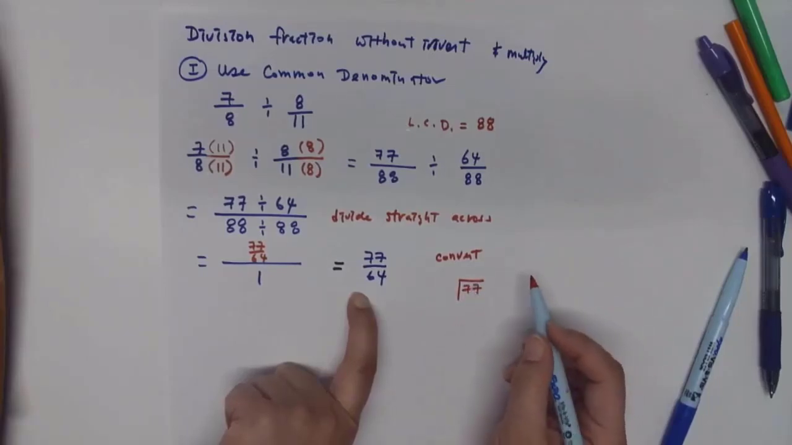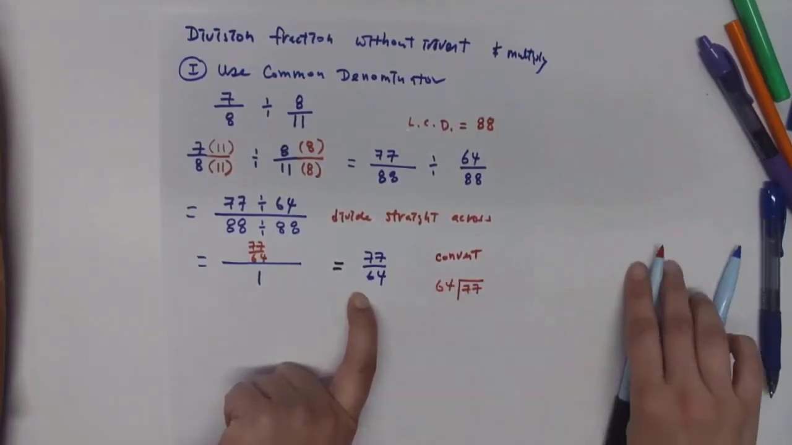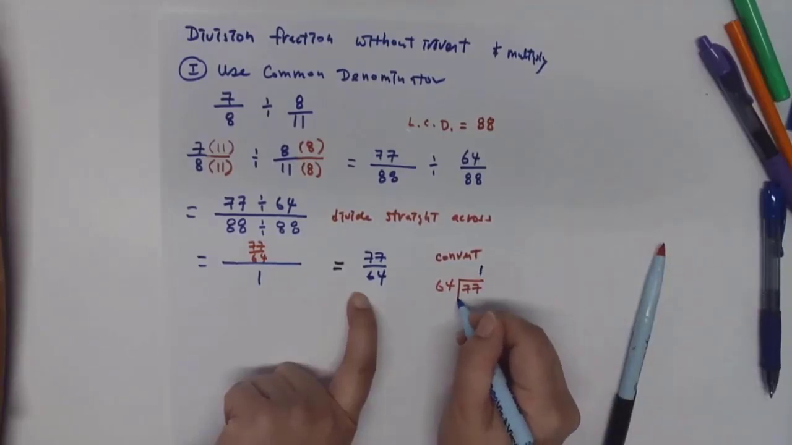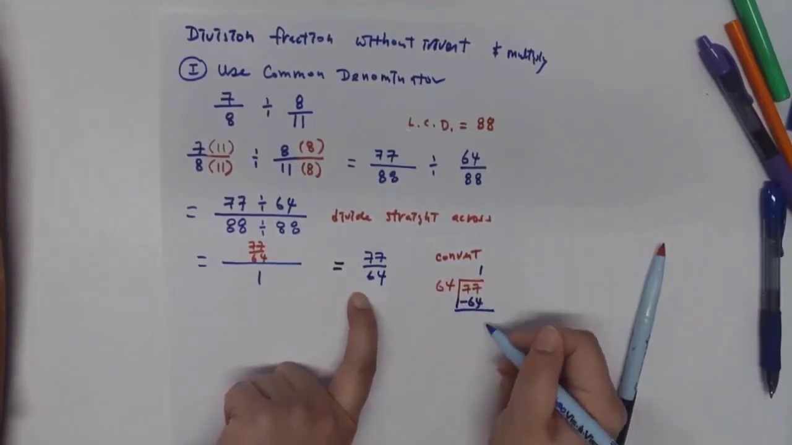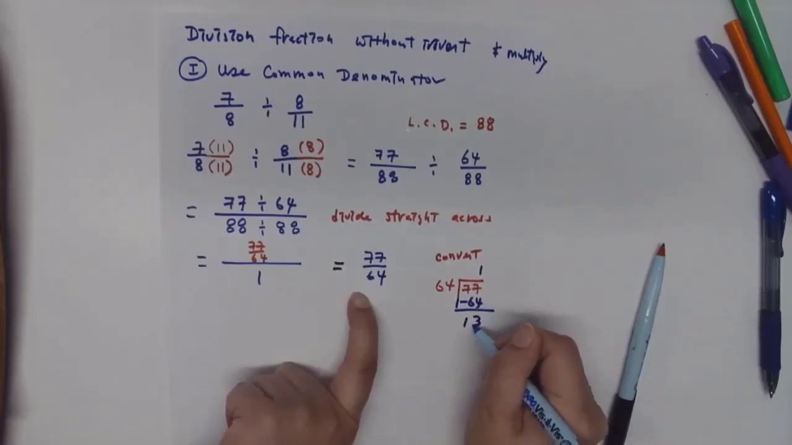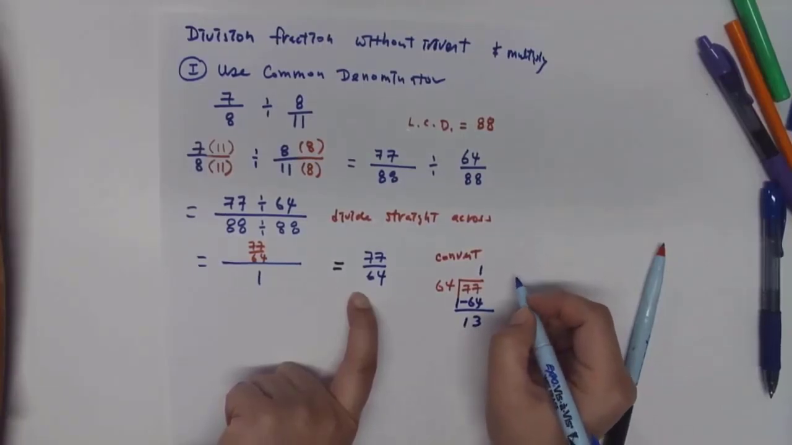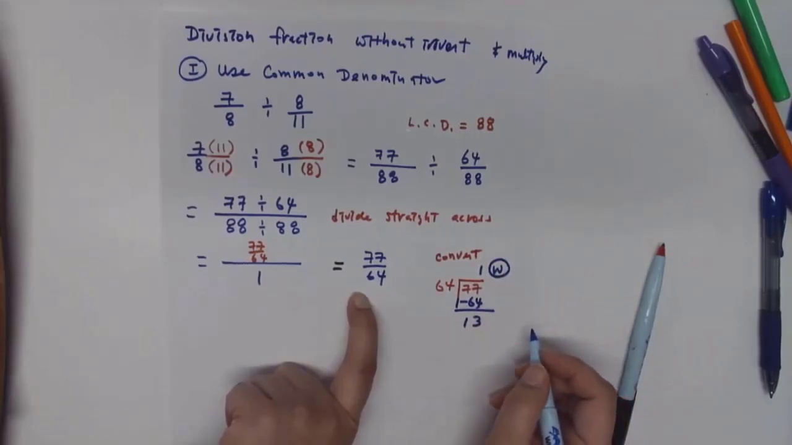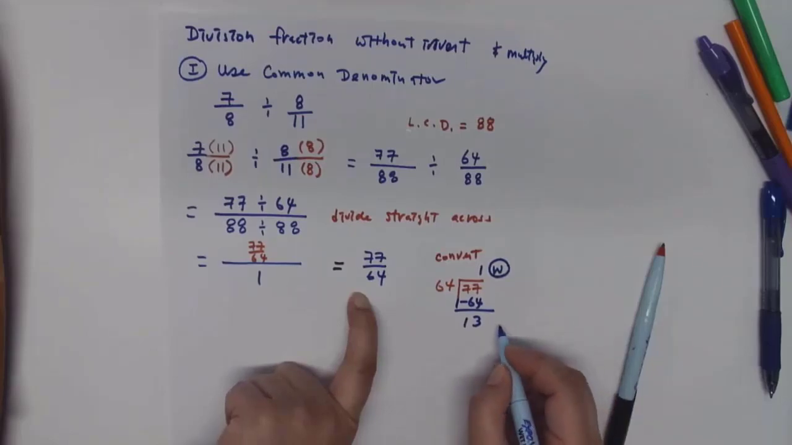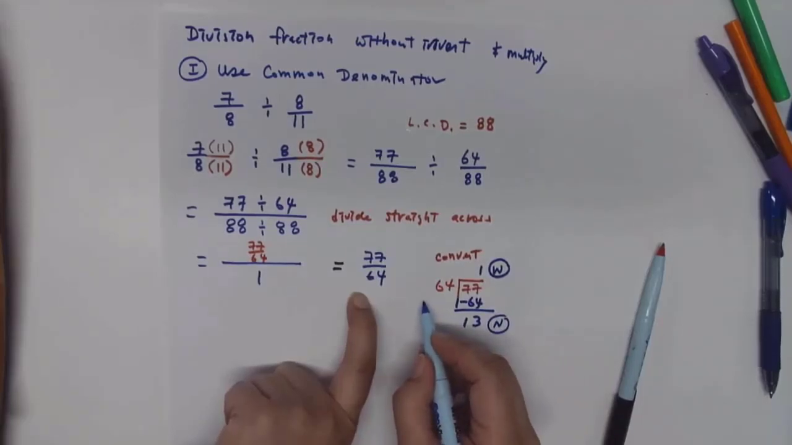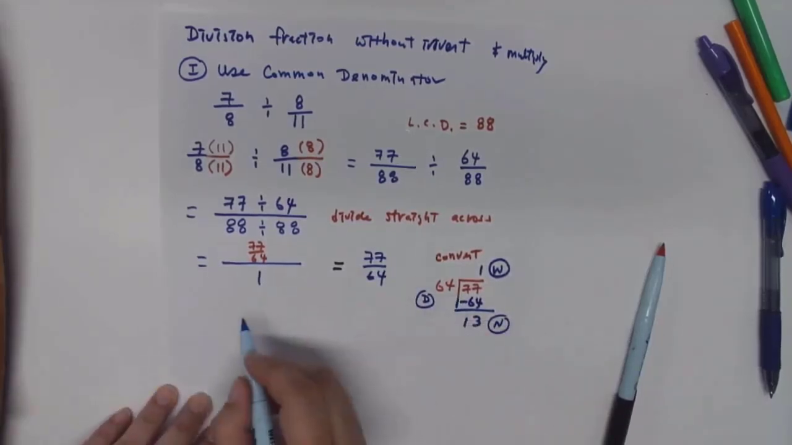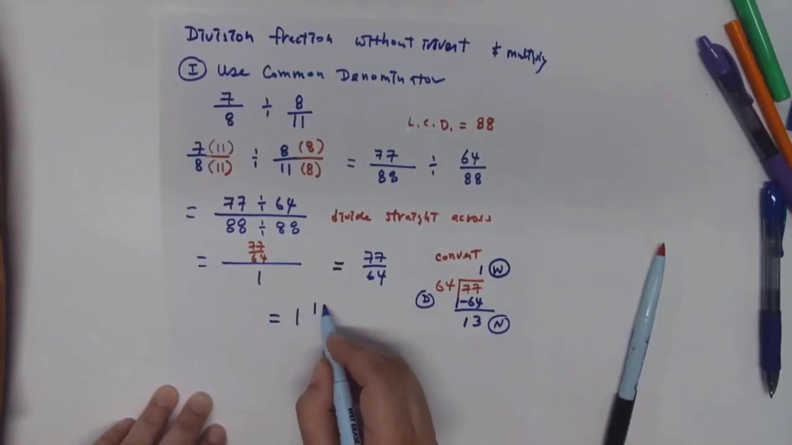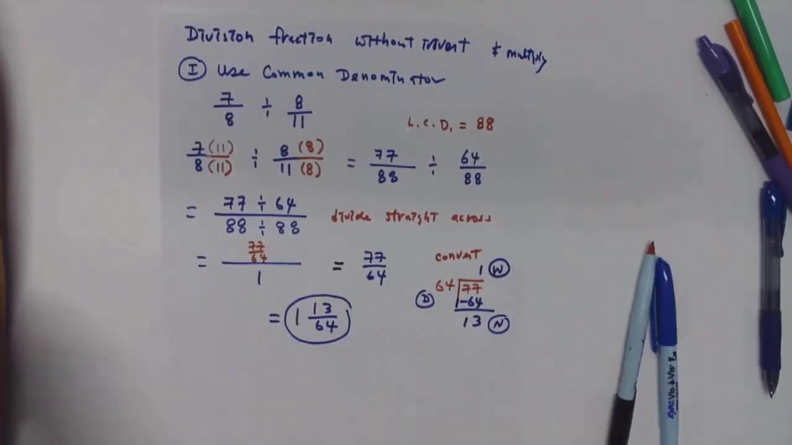What goes in the house? 77 needs to be divided by 64. We need one whole. So subtracting 64 will give me 13. So 1 is my whole number. I already wrote the word, right? This is the second time we're doing it on the same page, so I abbreviate it to whole, and then 13 is my numerator, 64 is my denominator. So the final answer will be 1 and 13 over 64. So this is multiplication and division.